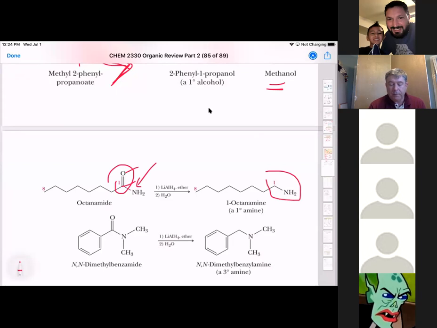If it was a primary amine, if it was a primary amide. But if our amine is substituted, this reduction does not change anything on the nitrogen. It only takes away the carbonyl. So if we started with a tertiary amide, we'll end up with a tertiary amine. If we started with a secondary amide, we'll end up with a secondary amine.